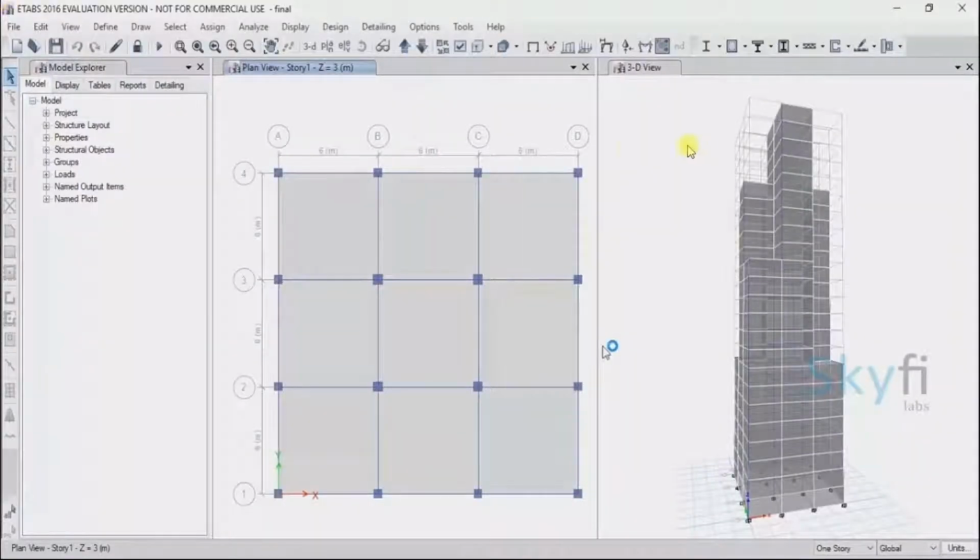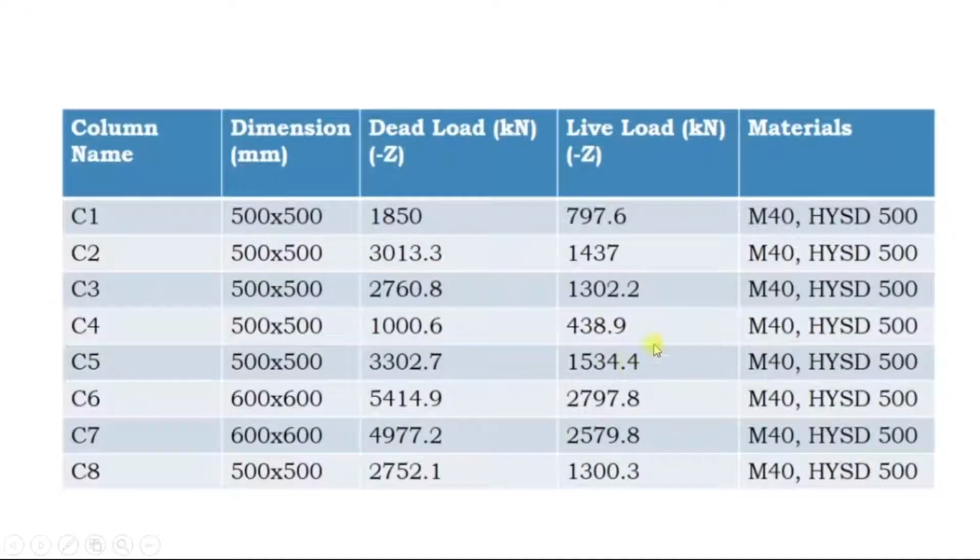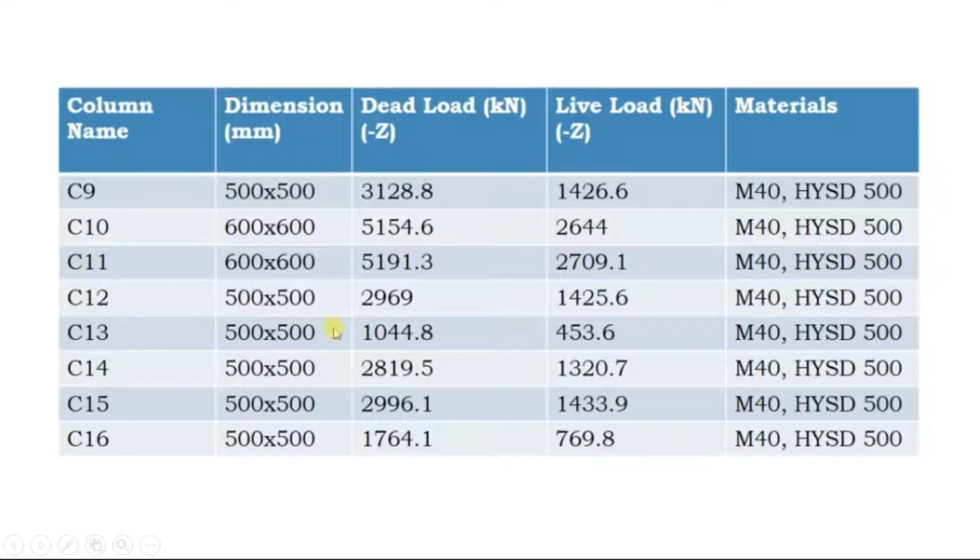So this will be the dimensions of this building plan. And these are the locations of these columns, C1, C2, C3, C4, like that. Here we will use the same bearing capacity of 300 kilonewton per meter square and allowable settlement of 1 centimeter. Now we have shortlisted these. The dimensions of the columns are these, and the dead loads and live loads are these, and the material of the column is M40 HYSD 500. There are 16 columns, so these are the other values. So this will be used.